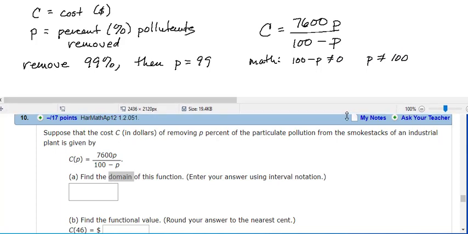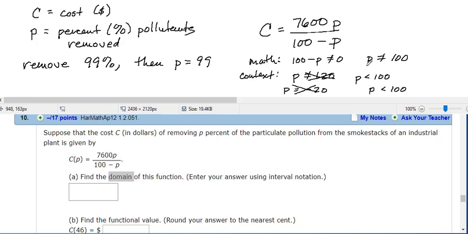But then there's a common sense application, or in the context of the problem, P can't be 120 either. Now there's no mathematical reason why P can't be 120, but it's just in this problem. Can you remove 120% of the pollutants in a smokestack? No. So that doesn't work. In fact, anything over 100 is out. So P has to stay less than 100. And I can't have P be negative 20 either, because I can't take away negative 20% of the pollutants. So in the context of the problem, the percent of pollutants I can remove has to stay less than 100.